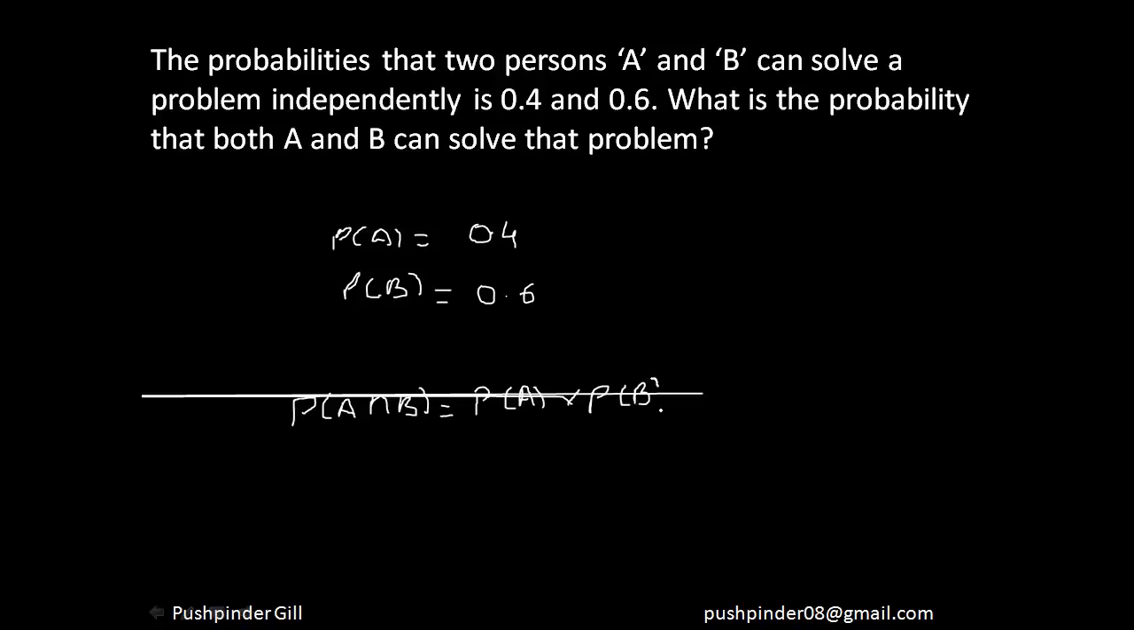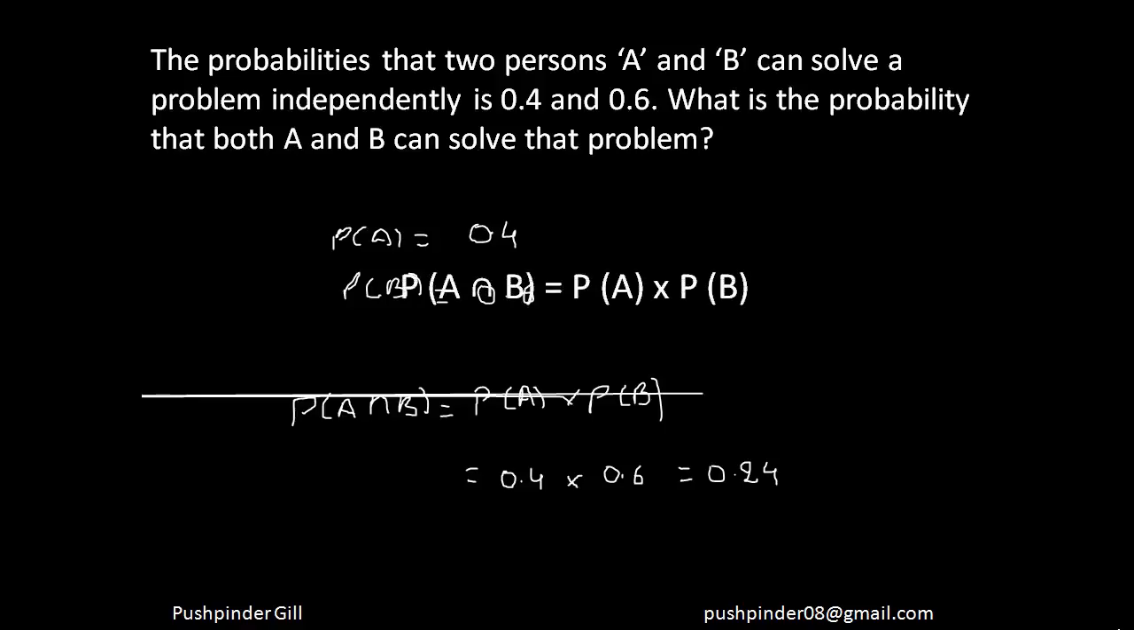I'm sorry for this, guys. So that is equal to 0.4 times 0.6, which is nothing but 0.24, right? So that means there is a 24% chance that both would be able to solve the problem. I hope everyone is understanding. We'll go into depth into this concept a bit later. So let's just move forward.